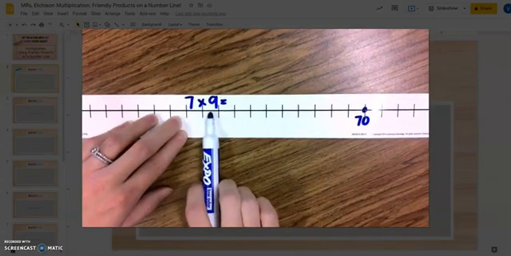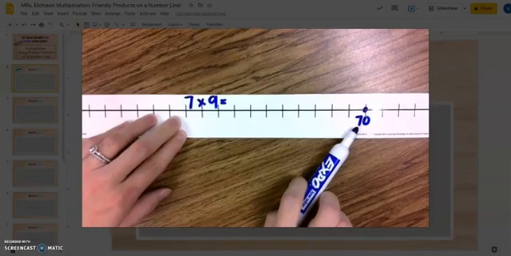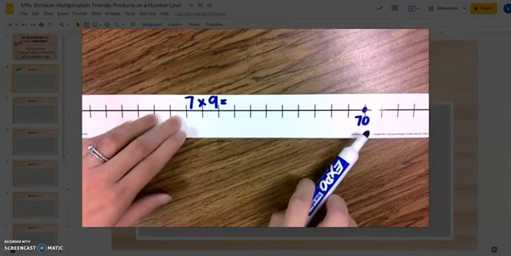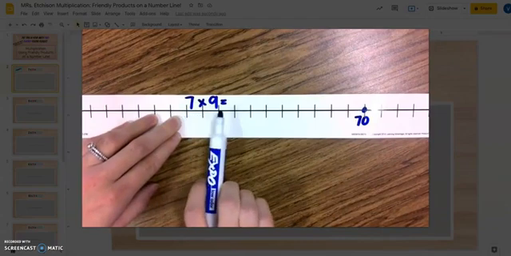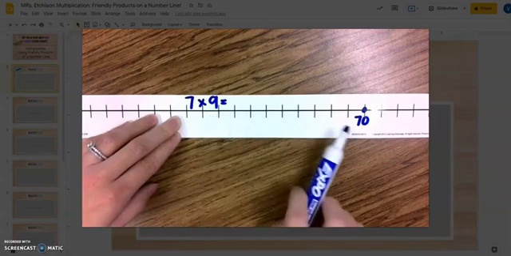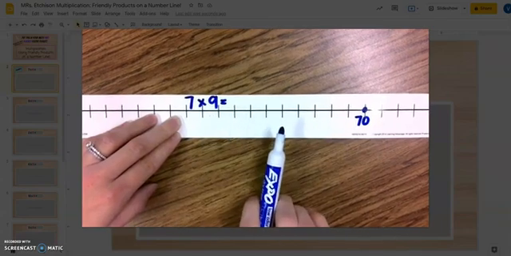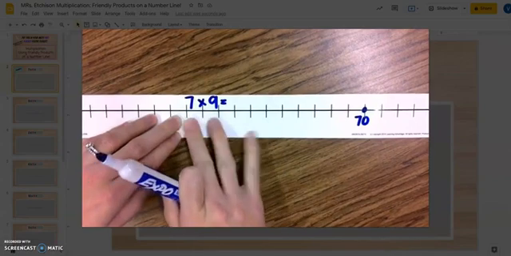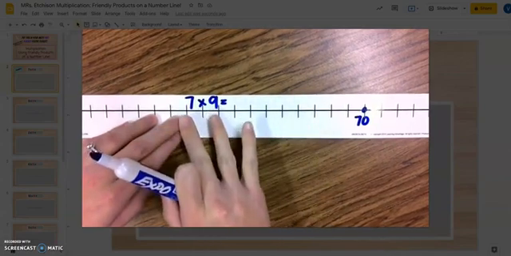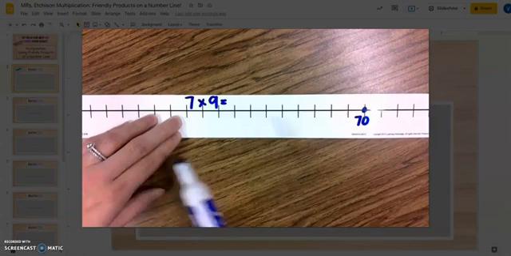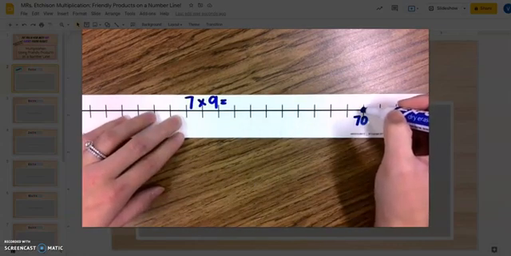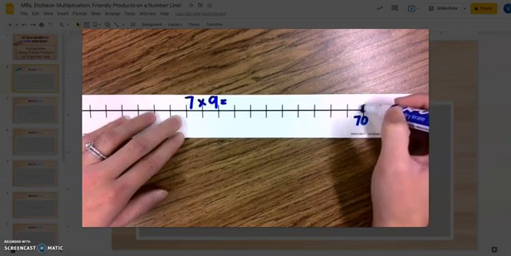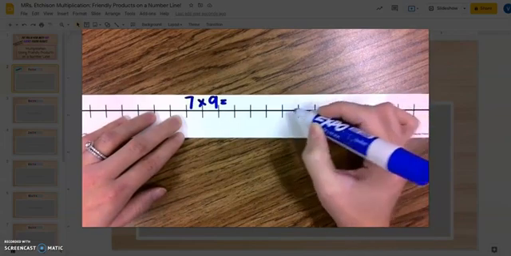So 7 times 10 is 70. That's the same as 7 tens. Well, if I want to take 1 7 away to make it 7 times 9, I could start at 70 and subtract 7, because instead of 10 sevens, I now need 9 sevens. So I need to take away 1 group of 7, and I could do that in a couple different ways. I'm going to split up 7 into 5 and 2. So 1, 2, 3, 4, 5.